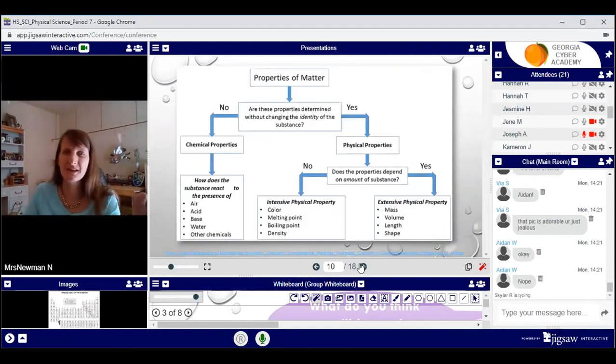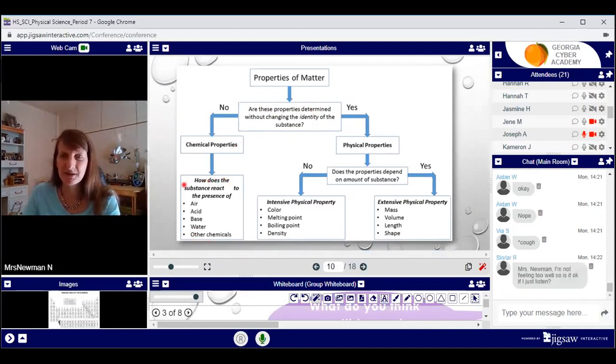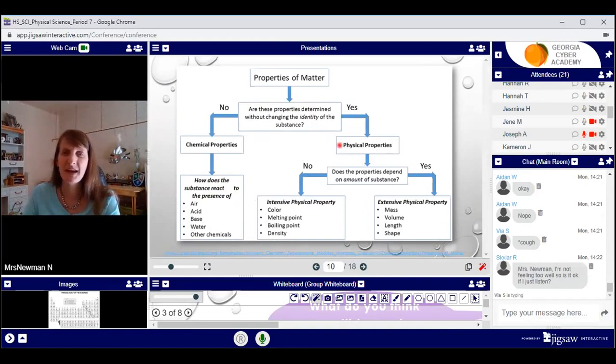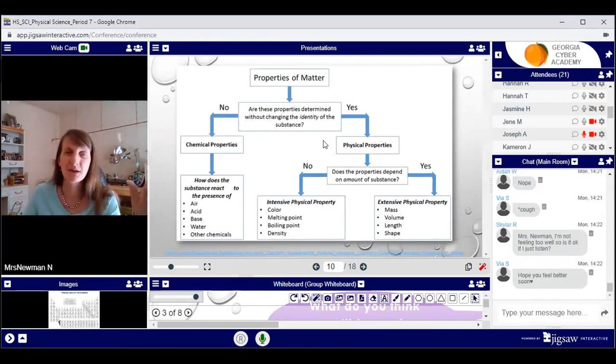So I did want to show you this because I like these graphics of how to differentiate. So changing the identity. And so here are some examples of the chemical ones and how they react with air, acids, bases, waters, or other chemicals. And I did want to mention that, you know, we talked about physical properties. They are actually split up into two separate categories. We have intensive and extensive.